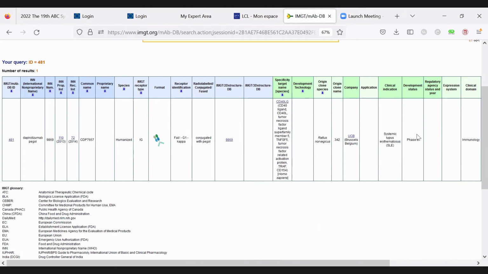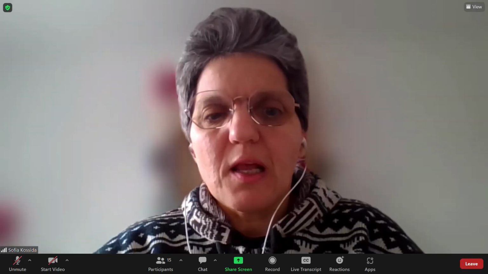So basically, through this database, you can have access to all currently known therapeutic monoclonal antibodies. And I sent you 2 emails. The first email I sent you has an Excel file.